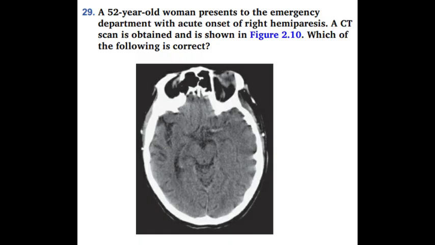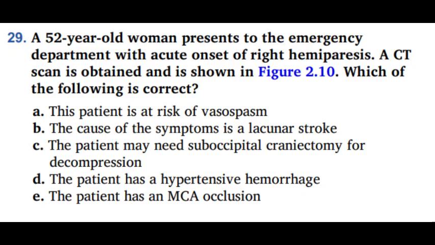Question number 29. A 52-year-old woman presents to the emergency department with acute onset of right hemiparesis. A CT scan is obtained and is shown in figure 2.10. Now, let us take a look at it. Which of the following is correct? A. This patient is at risk of vasospasm. B. The cause of the symptoms is lacunar stroke. C. The patient may need suboccipital craniectomy for decompression. D. The patient has hypertensive hemorrhage. E. The patient has an MCA occlusion.